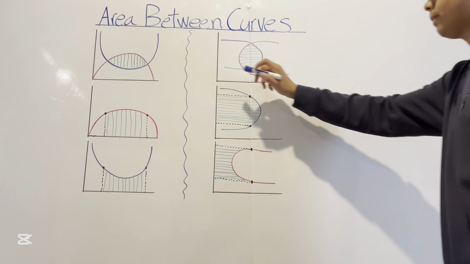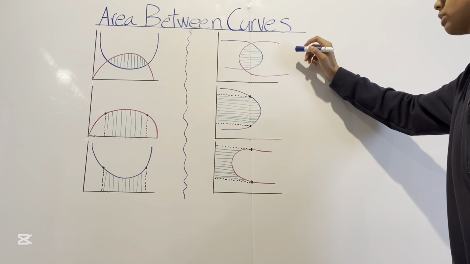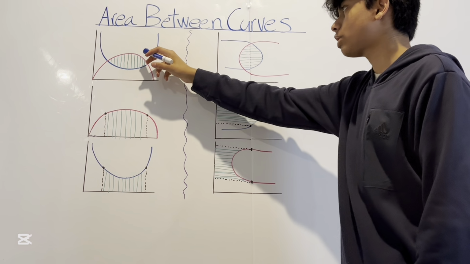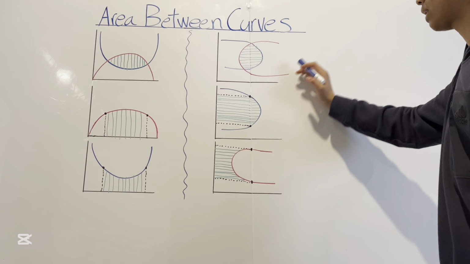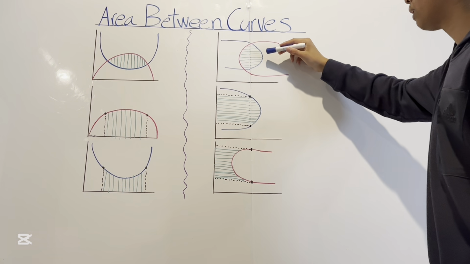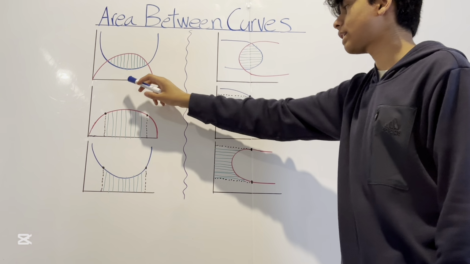Same way we can do it if we have a function with x equals f of y. It's the same process, except instead of taking the top function and subtracting it by the bottom function, we would take the right function and subtract it by the left, because this integral will give us the area from the curve to the y-axis, and here it'll give us from the curve to the x-axis.